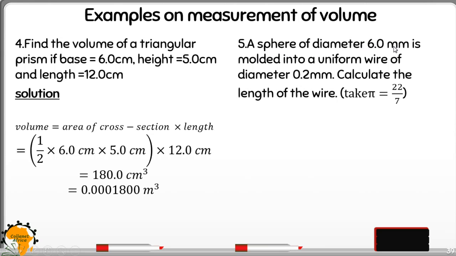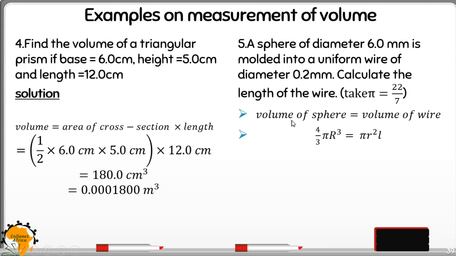A sphere of diameter 6.0 millimeter is molded into a uniform wire of diameter 0.2. Note that it is the sphere that is being changed in shape to a thin wire. Calculate the length of the wire. What you're supposed to note is that the volume is not changing. We have that the volume of the sphere should be equal to the volume of the wire. So you are changing the shape, but the volume remains.